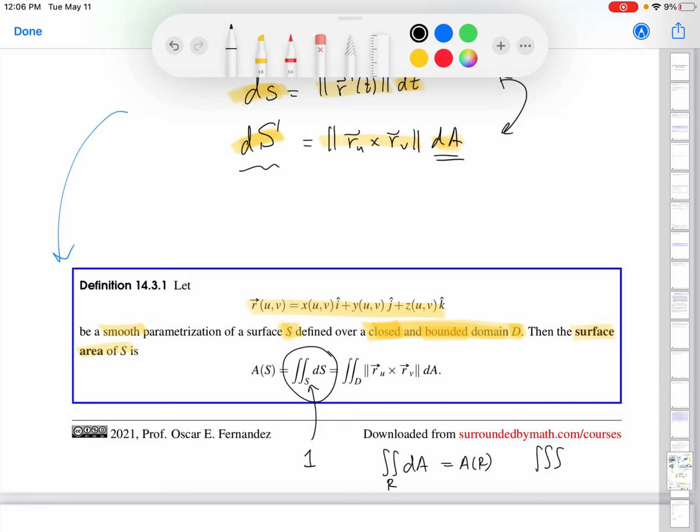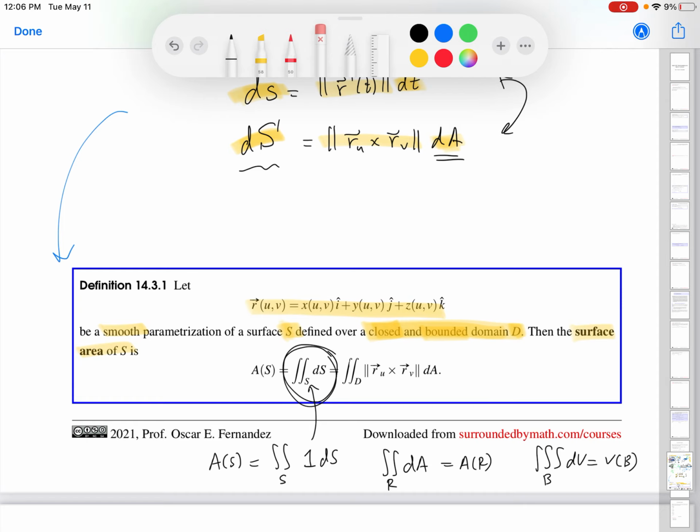And if you take a triple integral over some solid bounded by B of dV, that gives you the volume of B. It's in this sense that I also want you to understand this. If you take the double integral over a surface S of the surface element dS, you are going to get the surface area of that surface.